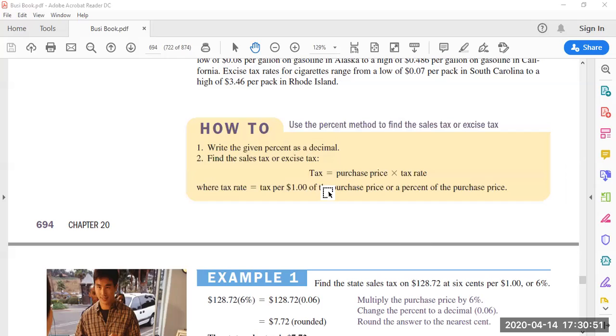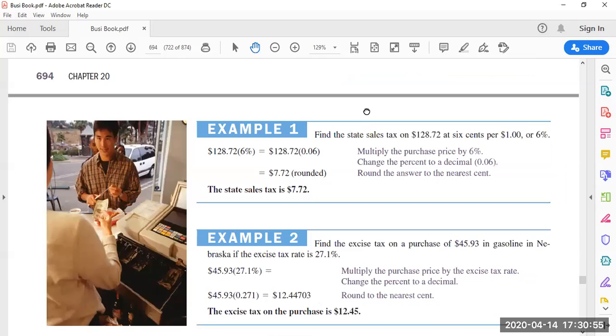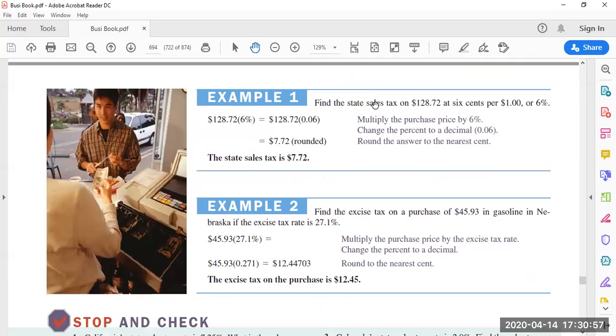Let's look at example one. In example one, we see that we have an amount of $128.72 with a 6% sales tax. That means 6 cents per dollar.